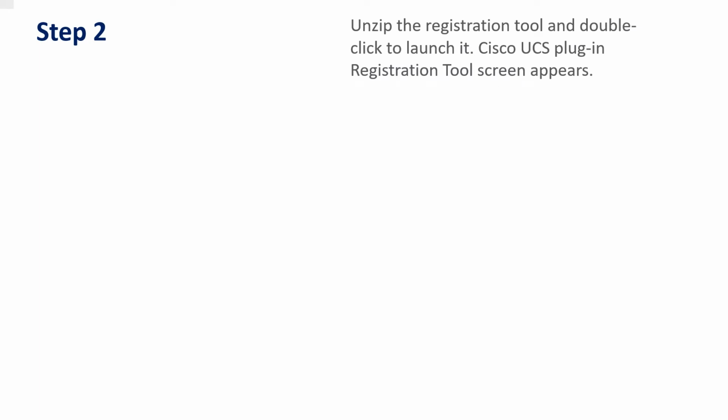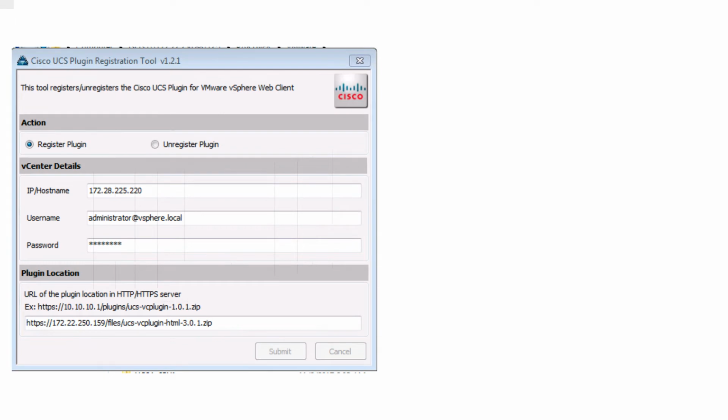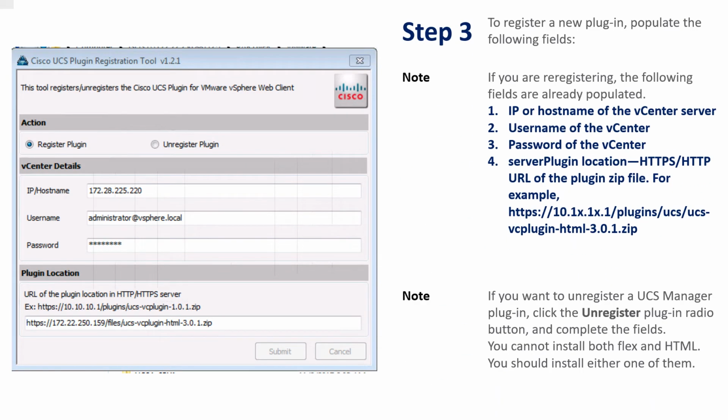The first step is to download the zip file and plugin from cisco.com, and the second step is to unzip the registration tool and launch the Cisco UCS plugin registration tool. When you launch it, you will get a screen like this, where you need to provide the vCenter IP or host name, then the username of the vCenter, then the password for that vCenter server, and then the location of that particular zip file.